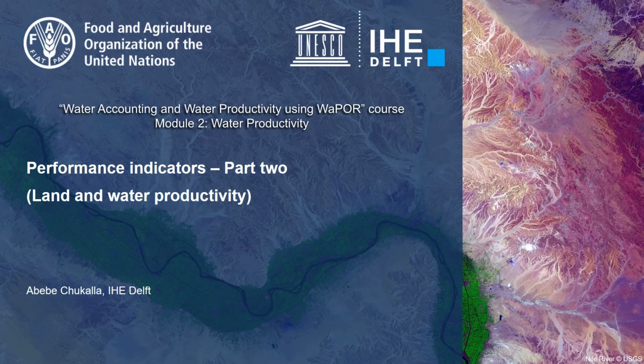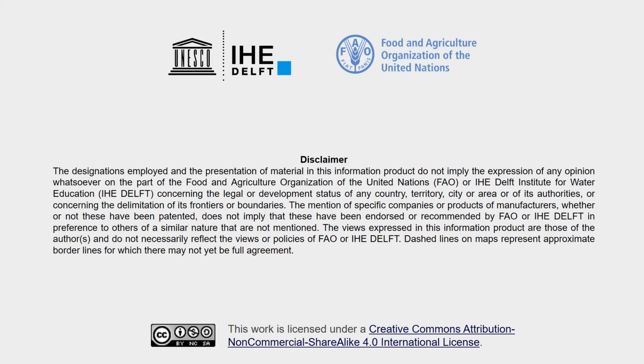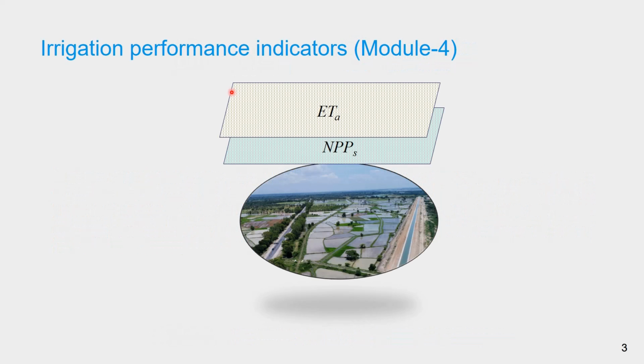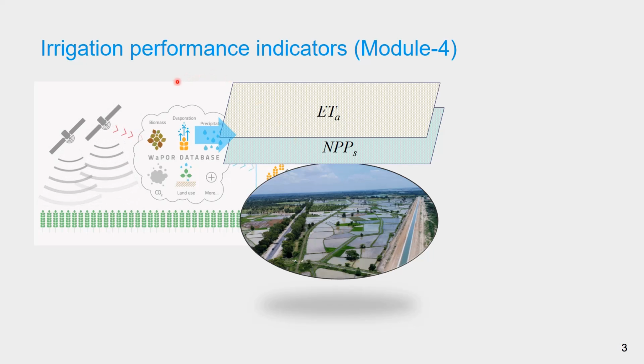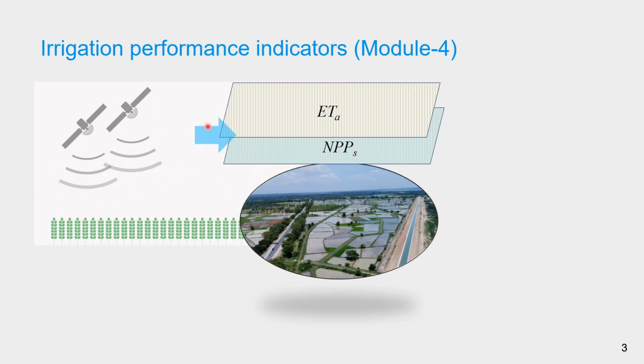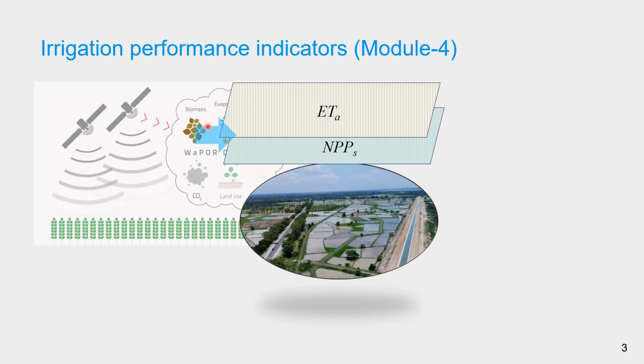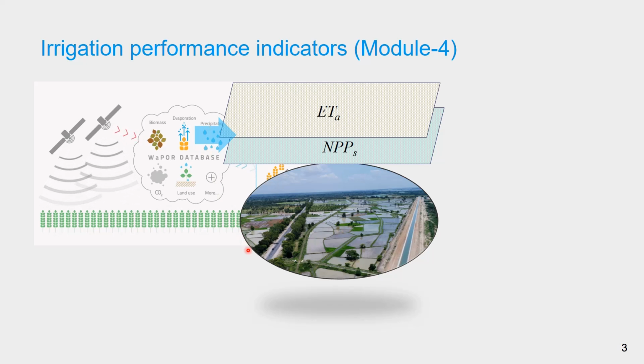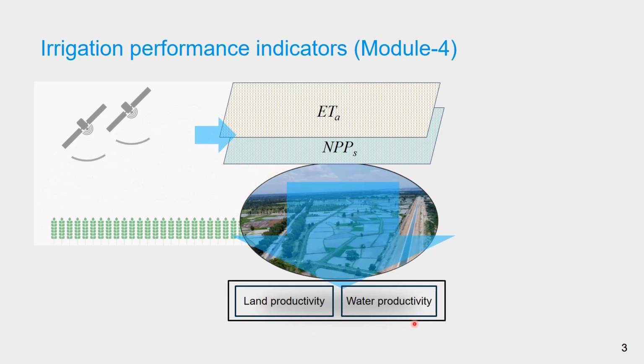This lecture video demonstrates how the protocol can be used to assess WaPOR-based land and water productivity. The seasonal actual water consumption and seasonal net primary production, which are calculated from WaPOR datasets, can be used to calculate WaPOR-based indicators such as land productivity and water productivity.